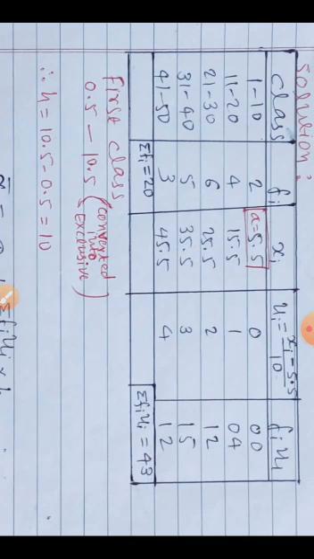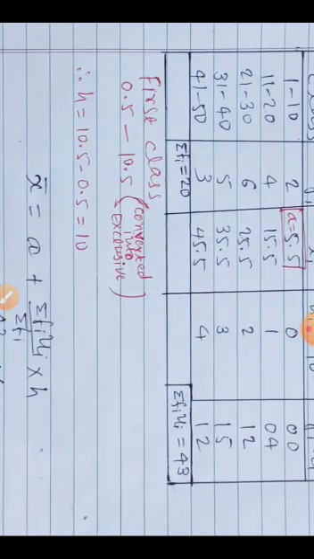So now that class is converted into an exclusive one. Now you can take the difference: 10.5 minus 0.5. So by using the formula, if you want to find class size, first of all you have to convert that data into exclusive. Otherwise, if you take the difference directly, the upper limit is 10, the lower limit is 1, 10 minus 1 is 9. So it is wrong. Class size is not 9. So be careful if you want to use the formula for finding class size.